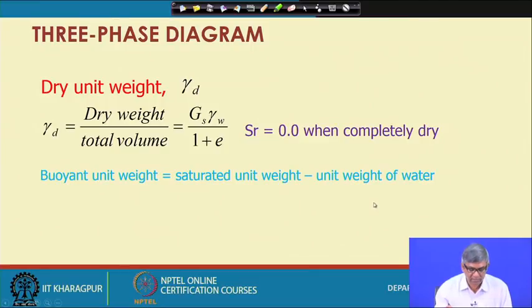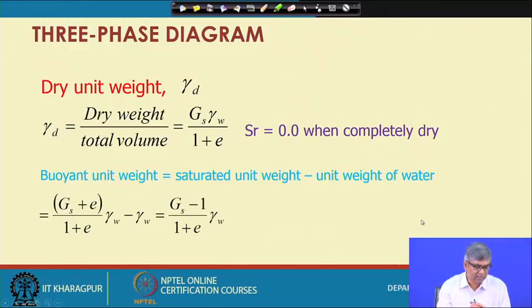Buoyant unit weight is the unit weight of soil when it is underwater, and it will be different from the normal unit weight. By definition, it is the saturated unit weight minus the unit weight of water. Using the saturated unit weight equation we derived and subtracting the unit weight of water, the buoyant unit weight comes out as (G minus 1) by (1 plus e) into gamma W.